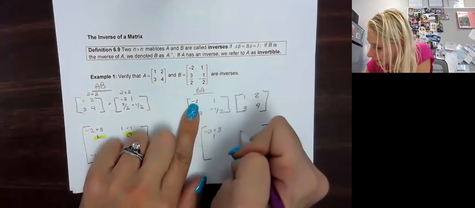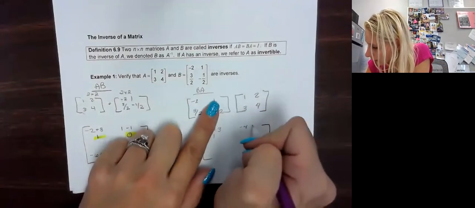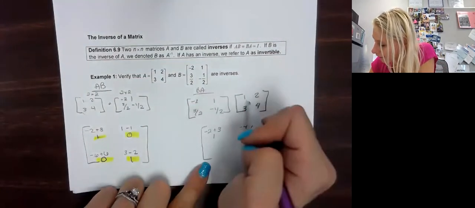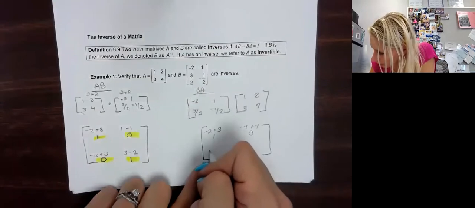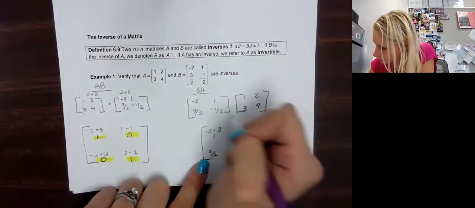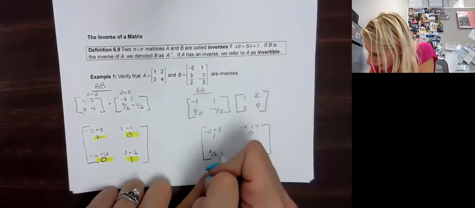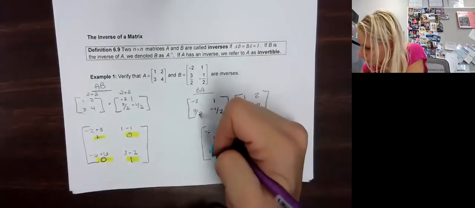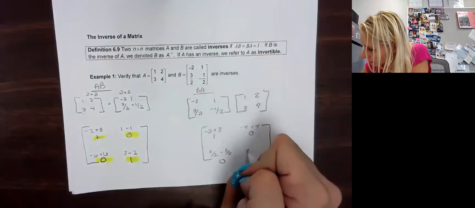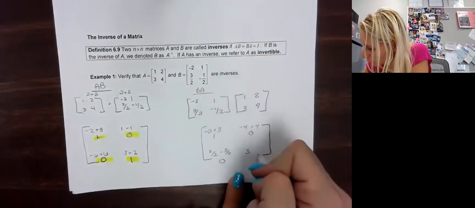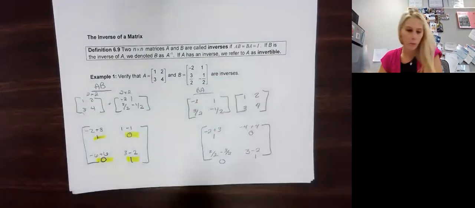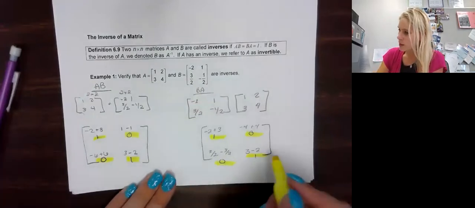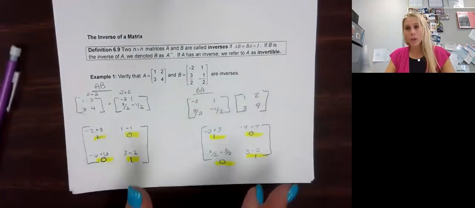Negative 2 times 2 is negative 4. 1 times 4 is 4. Add those together, we get 0. 3/2 times 1 is 3/2. Negative 1/2 times 3 is a negative 3/2. Put that together, we get 0. 3/2 times 2 is 3. And then negative 1/2 times 4 is negative 2. And we get that 1. And what do you know? Again, the identity matrix. So that means that, yes, they are inverses of each other.